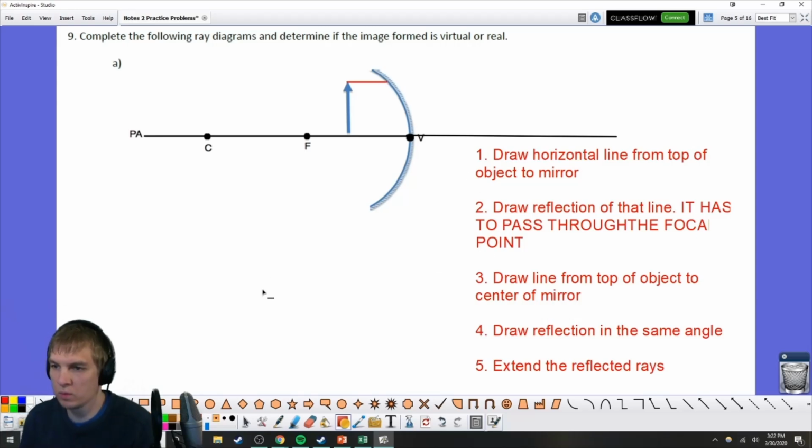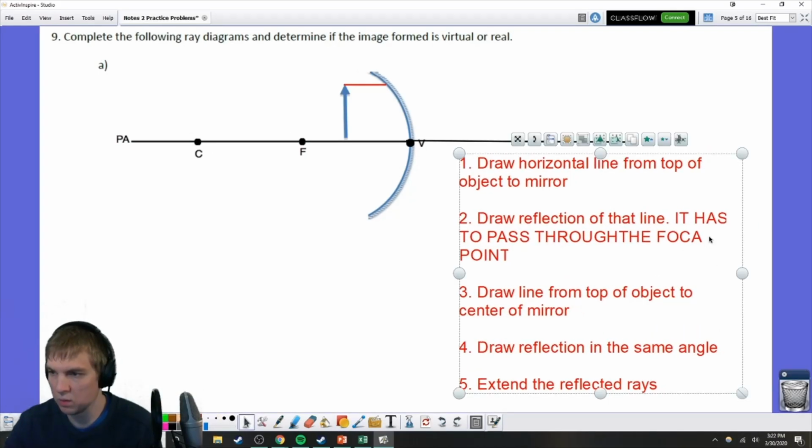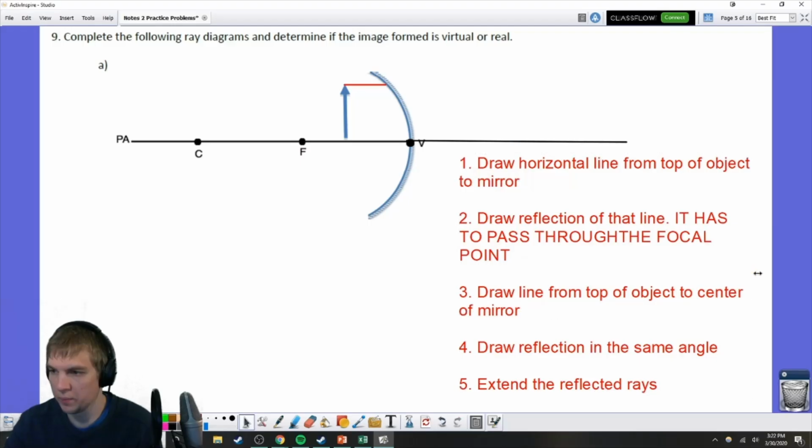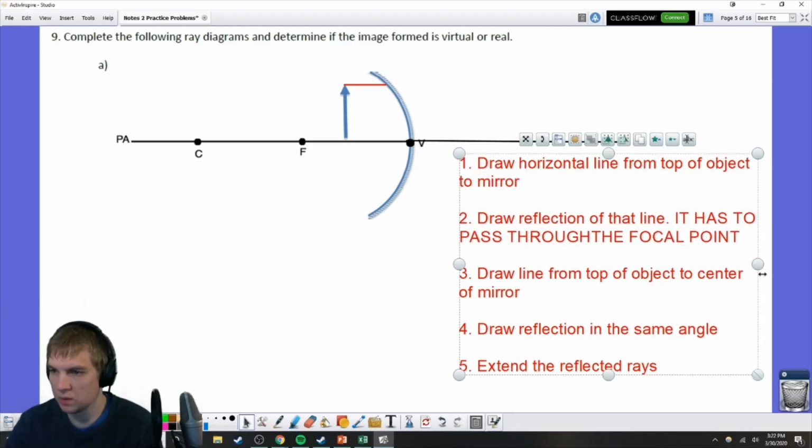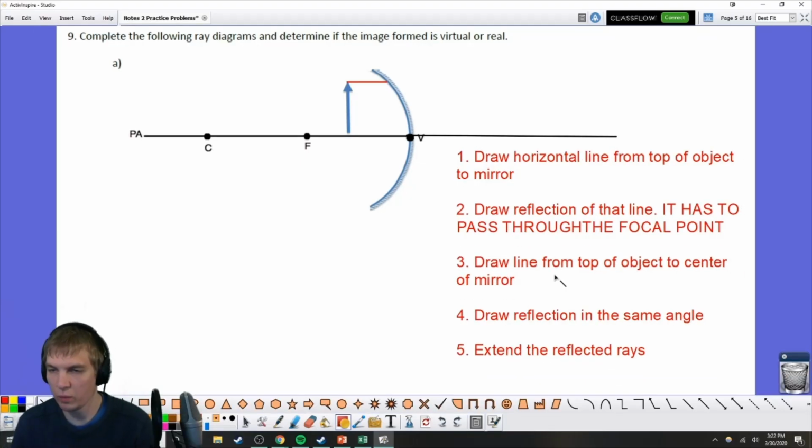Okay, so we know that any horizontal line that comes in through a concave mirror, the reflection has to pass through the focal point. You can see here, let me move this so that you can read the whole thing. There we go. So we know that the reflection of that ray has to pass through the focal point. So we can draw the reflection going like that, just like that.